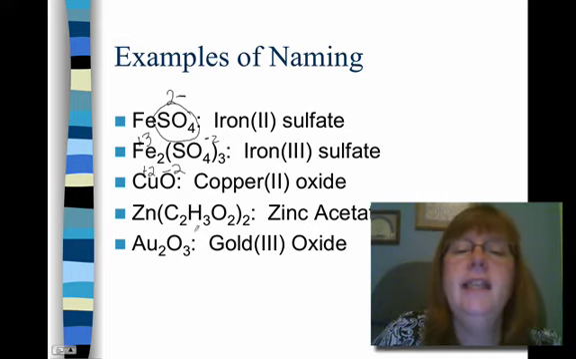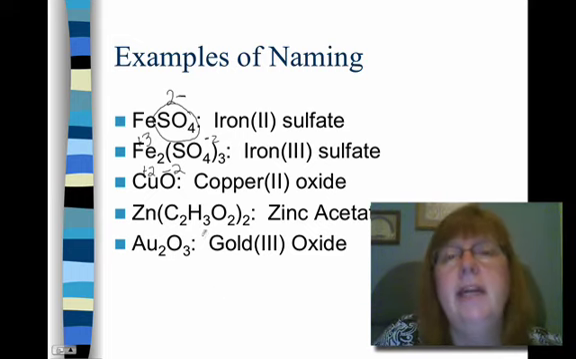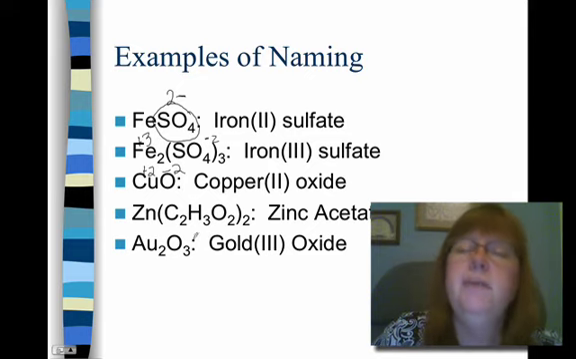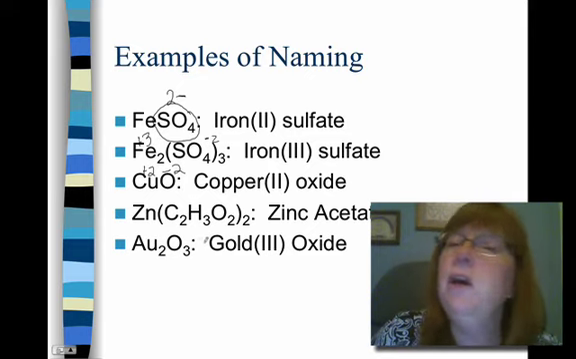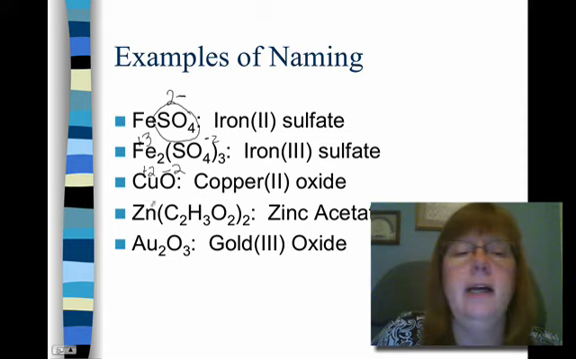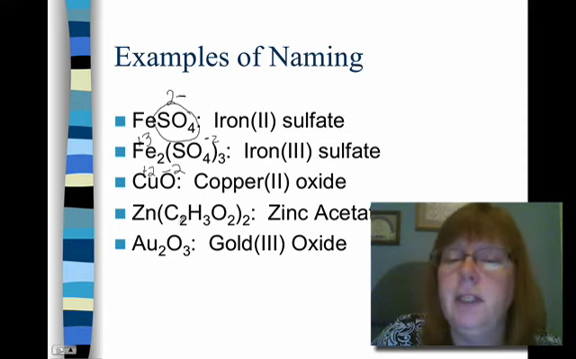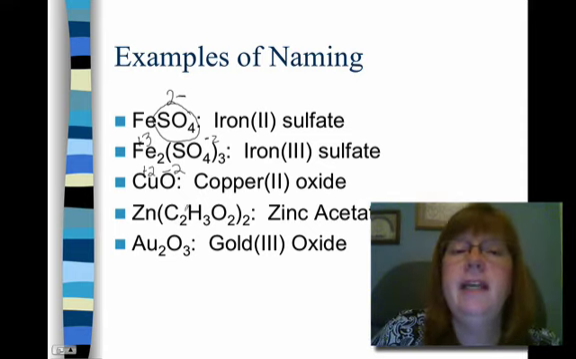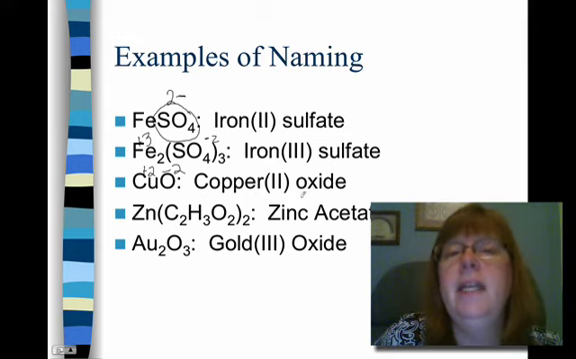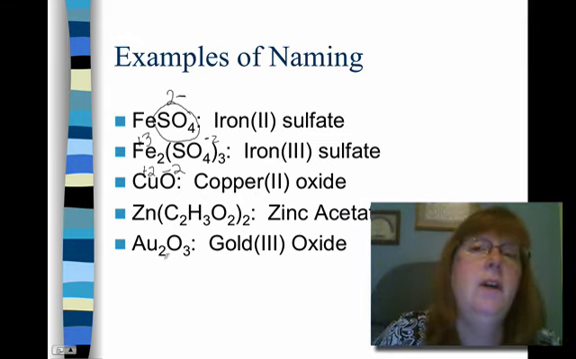All right, zinc always has a +2 charge. So that's really nice. It's a transition metal, but the only ion that it forms is +2. And so we just say zinc acetate. We don't need the 2 in there. That's nice. Here we have gold.